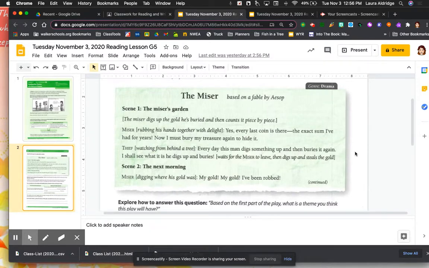The miser loves counting his gold and then burying it back in the dirt. He also was upset when his gold was stolen. Now, the miser digs up his gold, he counts it, and he says it's the same sum that he's had for years. And when he buries his gold again, the thief comes along and steals it. Then the miser discovers it's missing. You know what? Those details really suggest that the play might have to do with greed and the value of something that you never actually use. The miser never actually uses his money, does he?